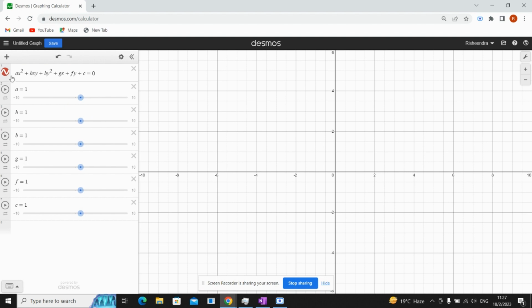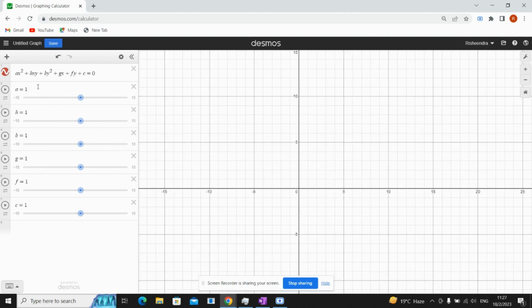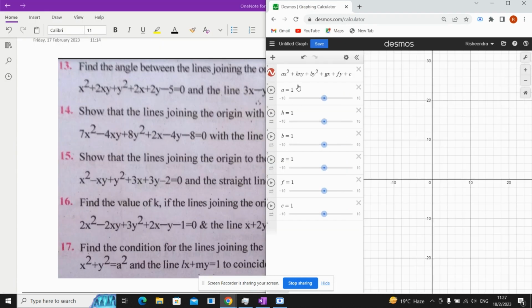Add sliders to all these things. Nice question, right? Now let's change the values according to the question. Let the a value be 2 and the h value also 2, b value 1, g value 2, f value 2, c minus 1.